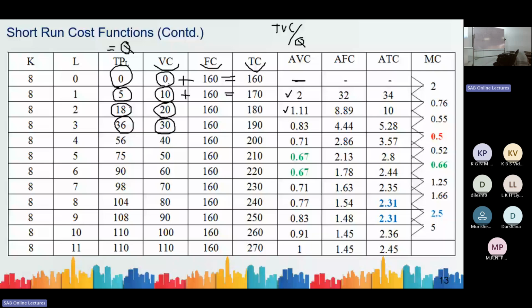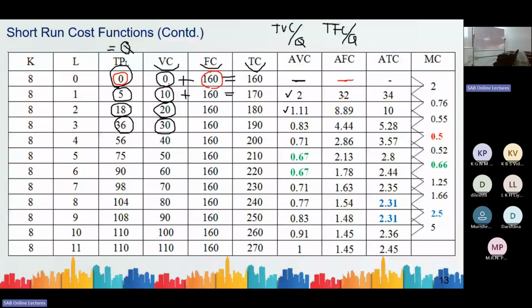And then you can calculate average fixed cost. Average fixed cost is total fixed cost divided by output. For the first level, the total fixed cost is 160 and output level is 0. 160 divided by 0, it's meaningless.